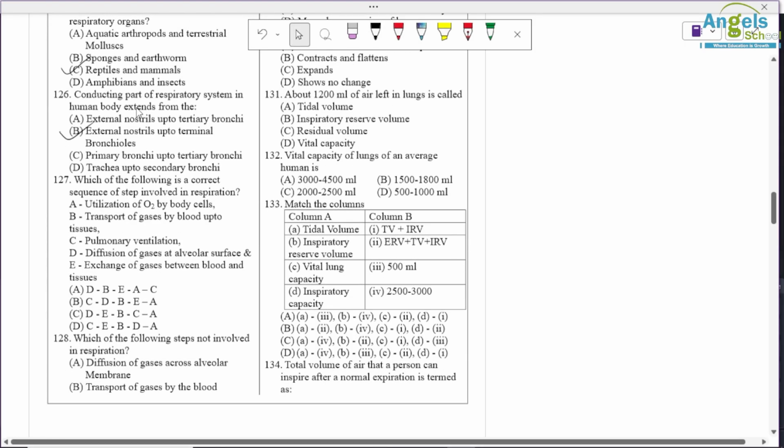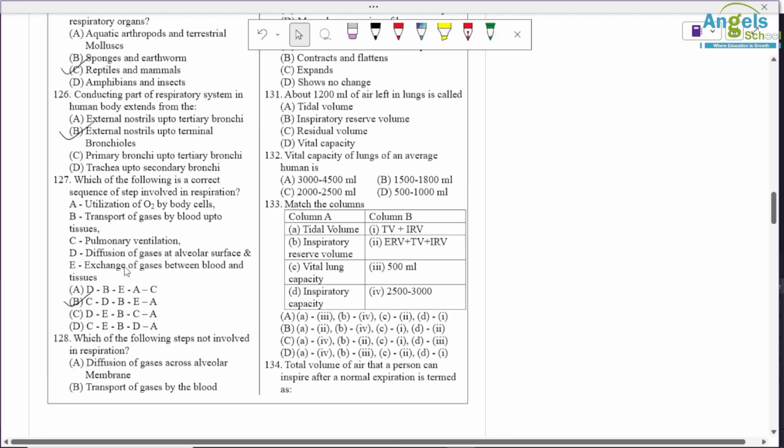Then question number 127. Which of the following is the correct sequence of steps involved in respiration? So you have to arrange the sequence. First is pulmonary ventilation, means C option. Then D, diffusion of gases at alveolar surface. Then B, transport of gases between blood and tissue. Then exchange of gases between blood and tissue, and then last option, utilization of oxygen by body cells. Okay, so here B option is correct.